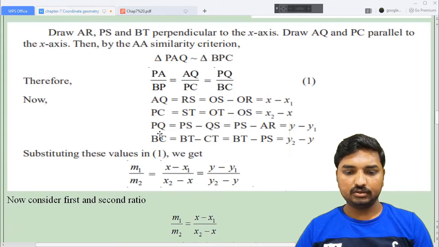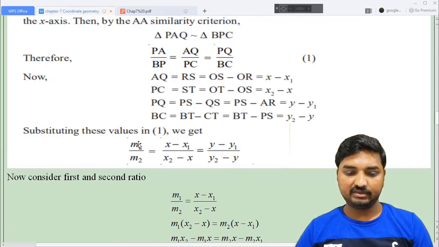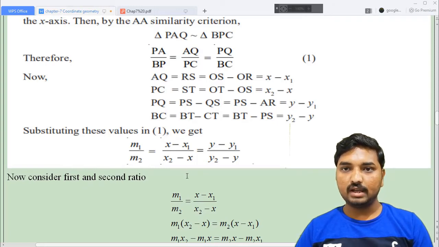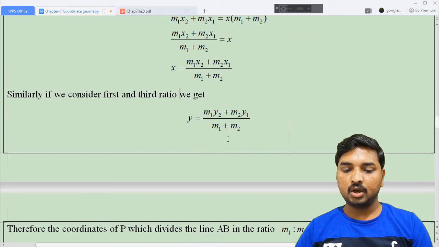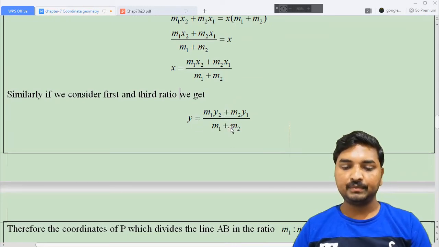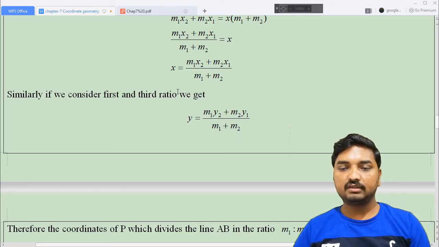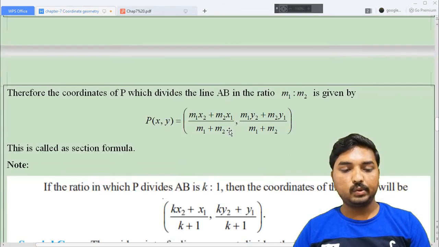In a similar sense, you can also obtain y if you consider the first and third ratio. Now look here. This is the first ratio and this is the third ratio. Don't consider second and third. In the first case I considered the first and second ratio. So to get y, you need to consider the first and third ratio. If you do, you will get y in terms of y1, y2 and m1, m2, like this. And this is called the y coordinate of the point P. This is the x coordinate of the point P.